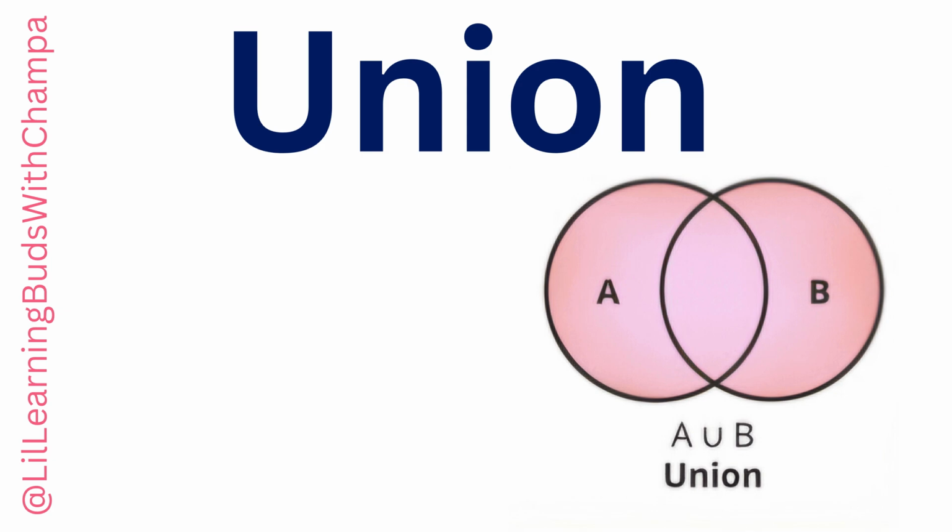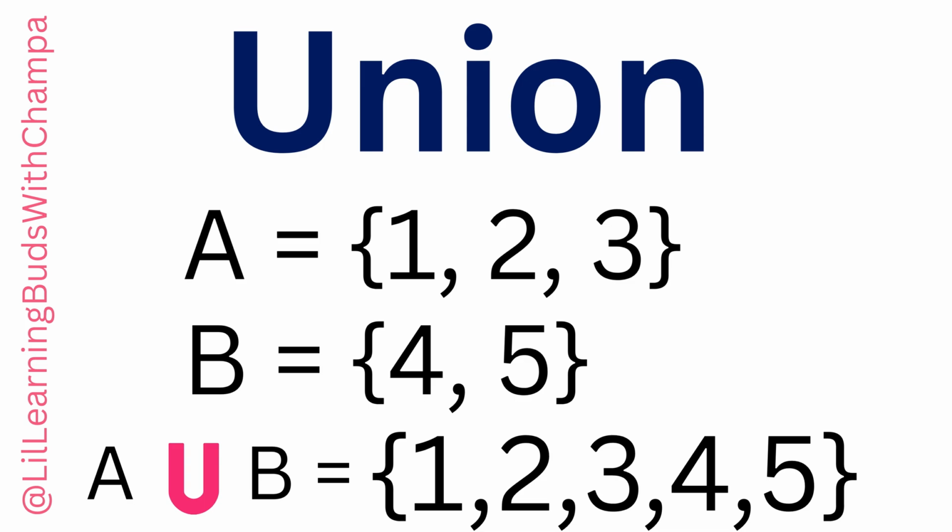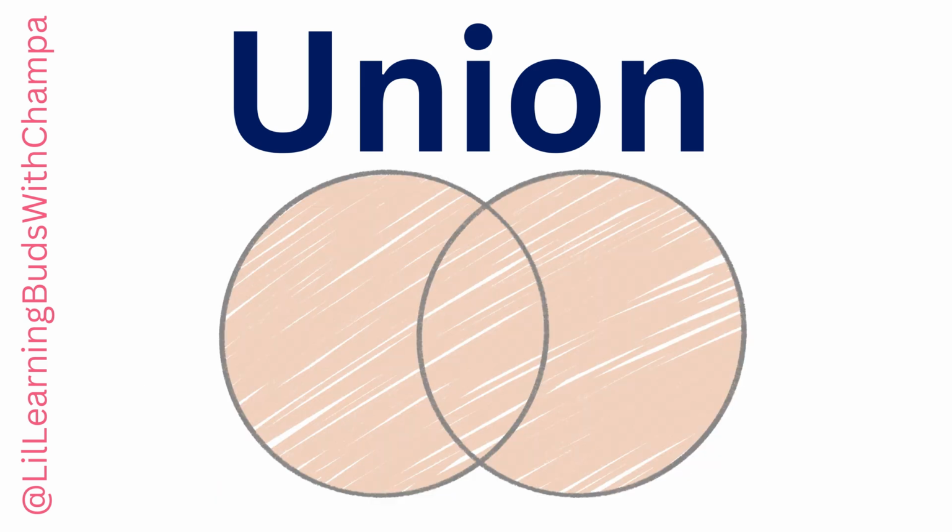Union, it combines everything from both the sets, set A and set B. Here, set A has 1, 2, 3 and set B has 4 and 5. So when we say A union B, we write everything together: 1, 2, 3, 4 and 5. So when we represent it as a Venn diagram, we color the whole.